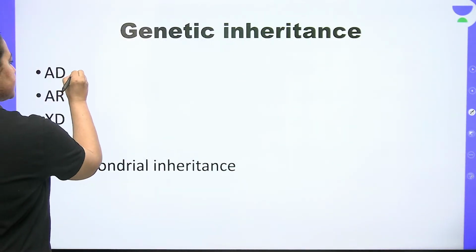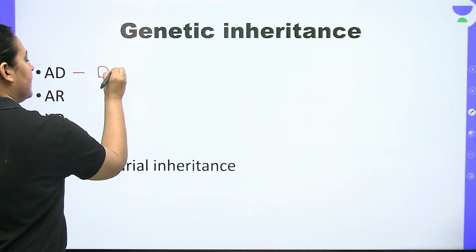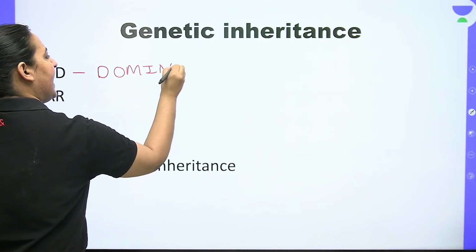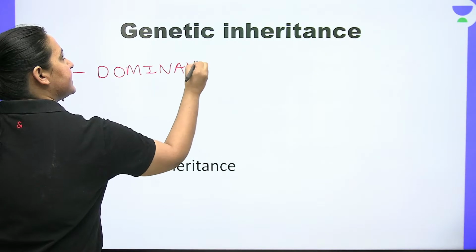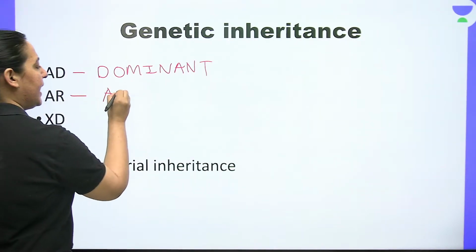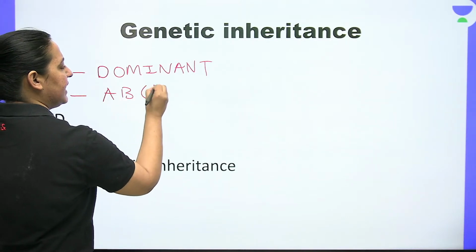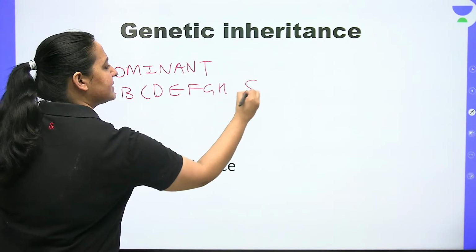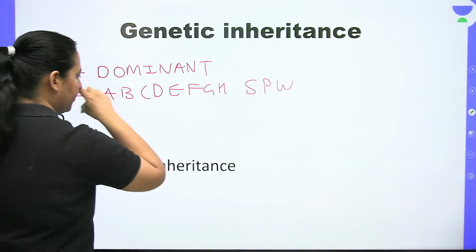So what is the mnemonic for autosomal dominant? Can anyone of you help me? The mnemonic is dominant itself. D-O-M-I-N-A-N-T. So this is the mnemonic. What is the mnemonic for autosomal recessive? It is A, B, C, D, E, F, G, H, S, P, W. I guess you know the full form.